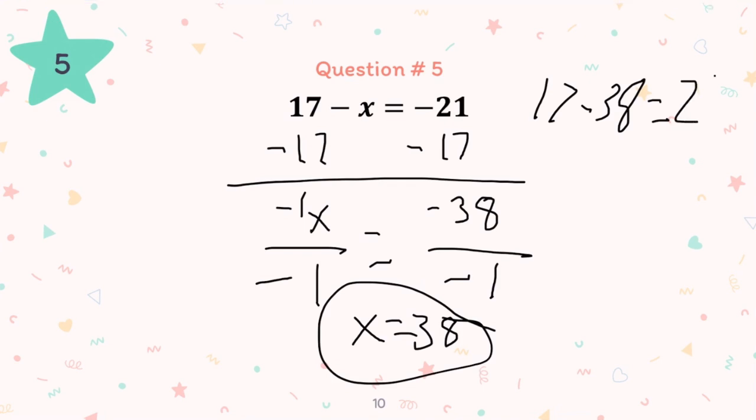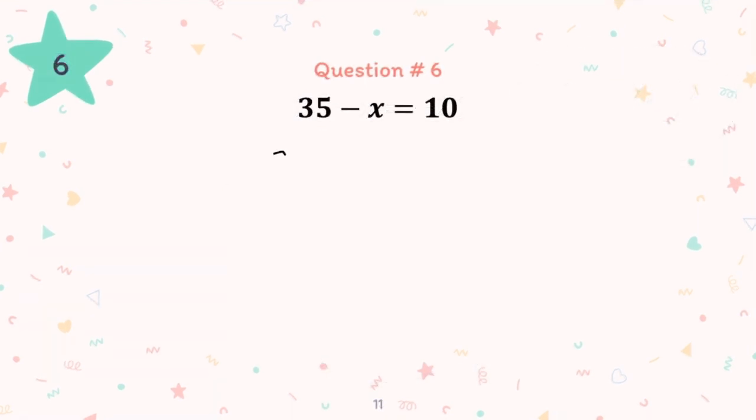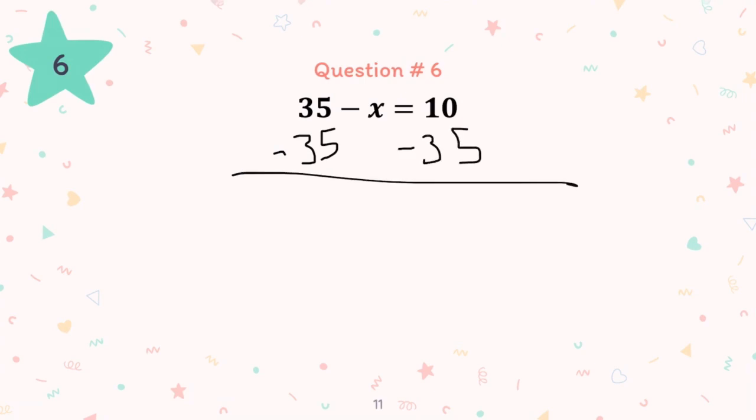And to check if we're correct, we do 17 minus 38 equals negative 21. Okay, so for this one, we're going to do minus 35. And what we do on this side, we do on the other side.